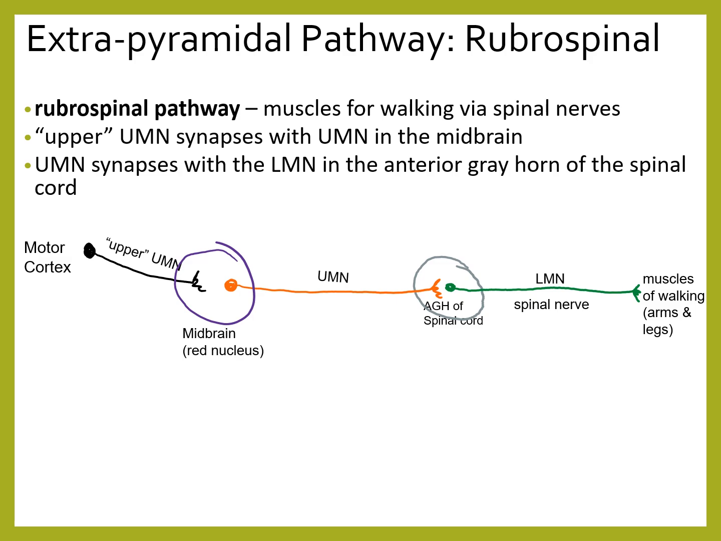That upper motor neuron is going to travel down the spinal cord to the anterior gray horn at a particular level, either at the level of the arms or the legs. It's going to synapse with our lower motor neuron, and our lower motor neuron is going to travel out to our muscles of walking. So it's basically going to control the arms and the legs. This pathway, I think, is going to be modified by the basal ganglia. So stay tuned. We're going to see that in a second.